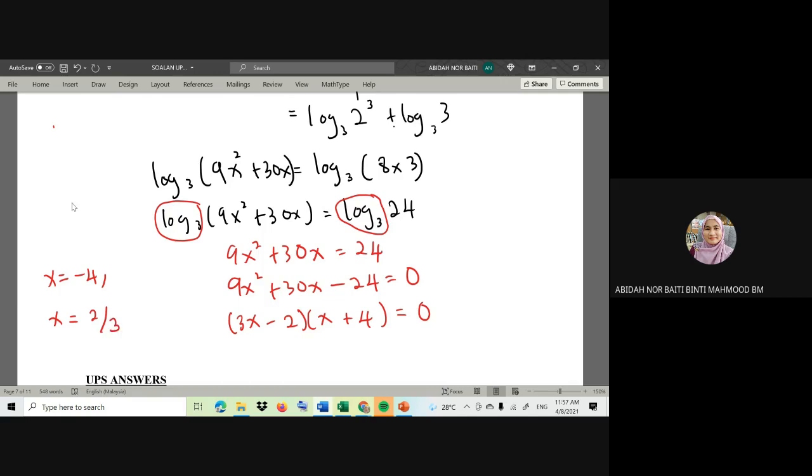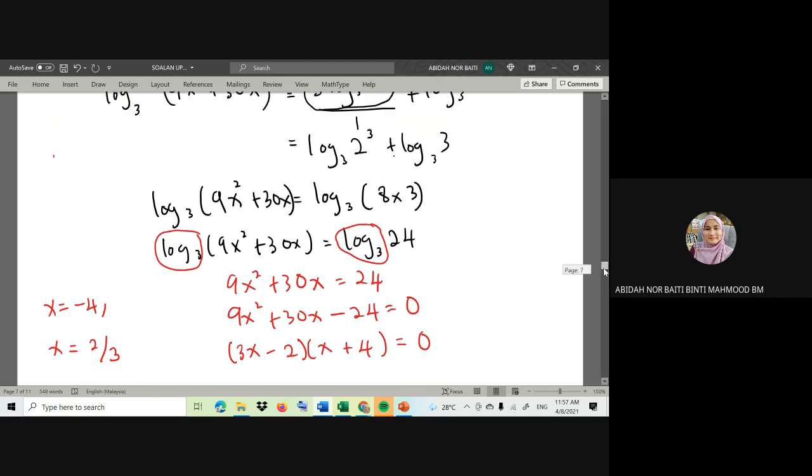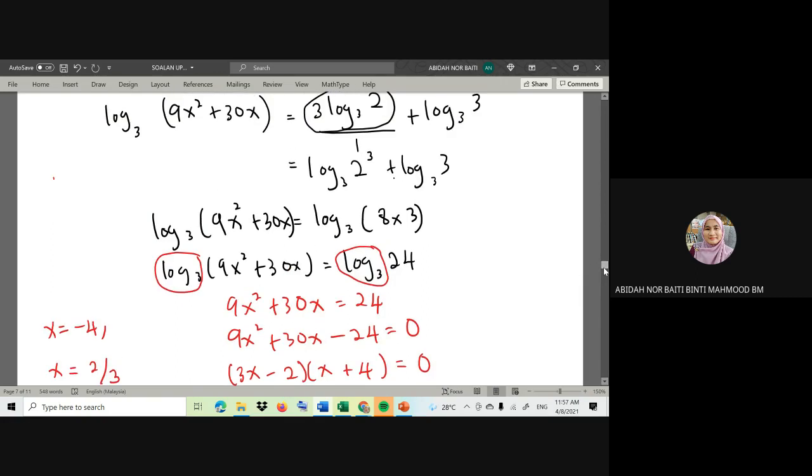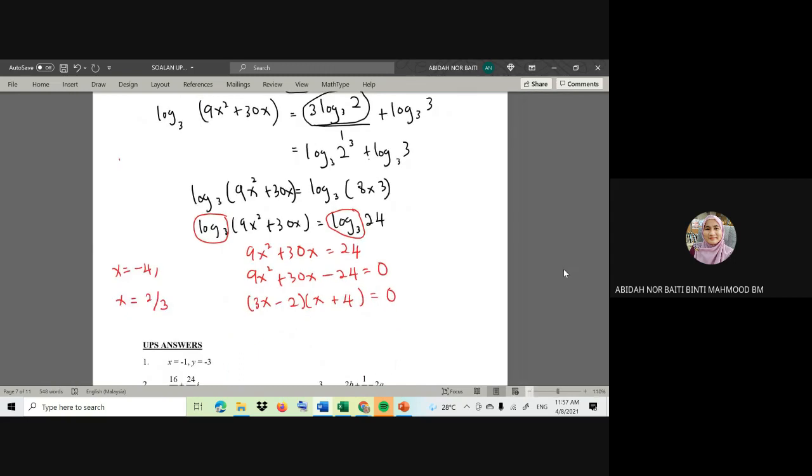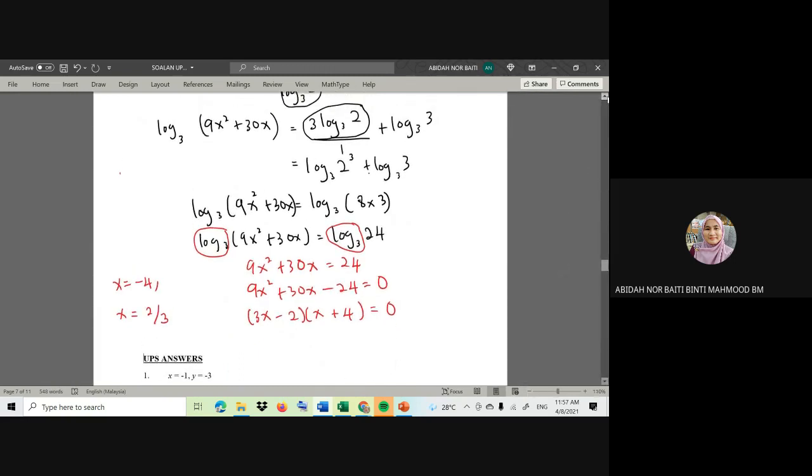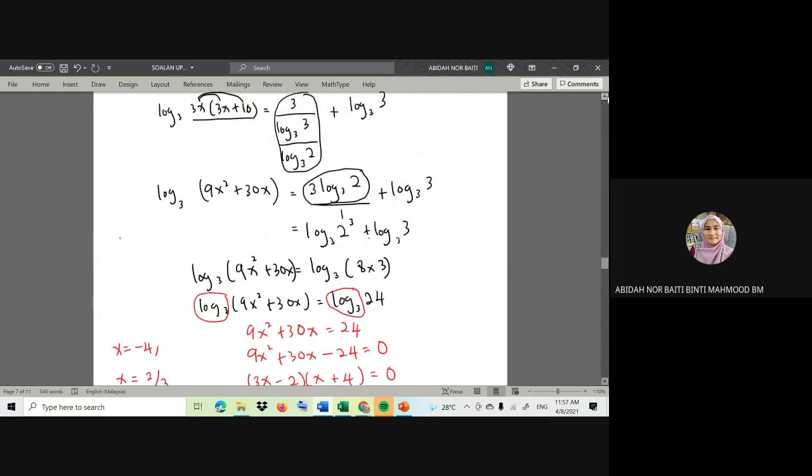Okay, but this is a soft log question. Remember, log cannot be negative. Log tak boleh negative value. Tak apa, kamu tekan saja calculator kamu, cuba tengok log negative 2 or log negative 3. Tak boleh kan? Log cannot be negative. Therefore, we cancel this answer. Kita hanya ambil x equals to 2 over 3 sahaja.